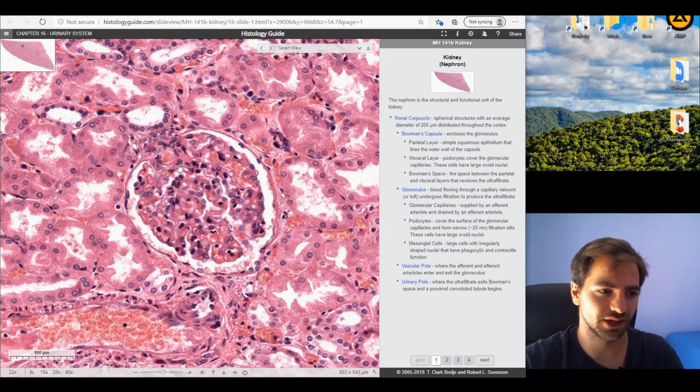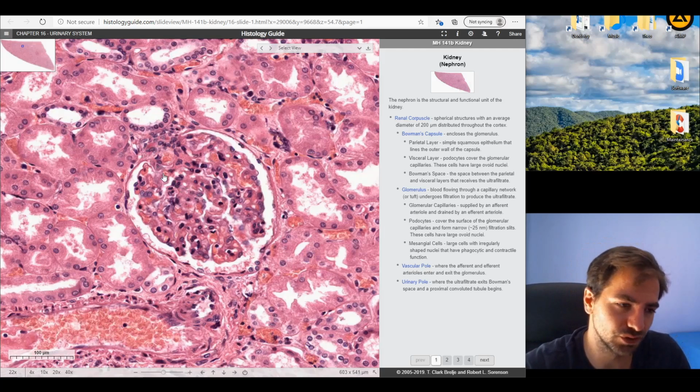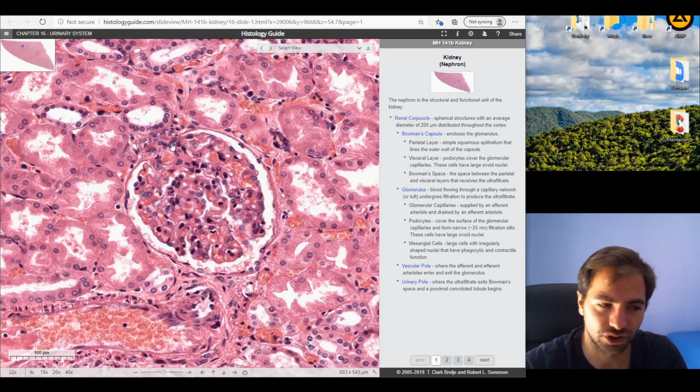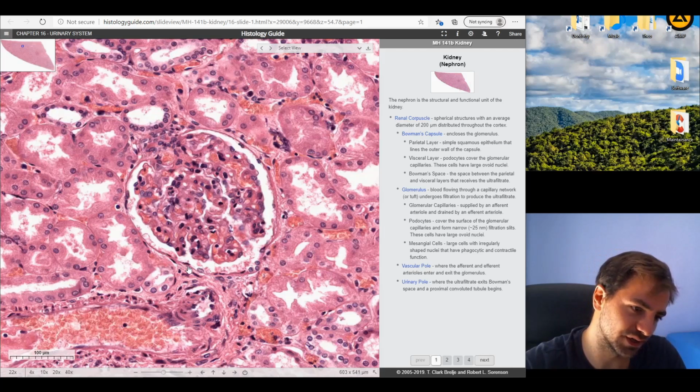So let's actually visualize this specific structure of the glomerulus. Again, this is the typical structure we saw before. This is the vascular pole, and the tubular pole should be in the end right here. This whole part is the parietal layer of the Bowman's capsule. And the visceral layer, of course, is composed of the podocytes.